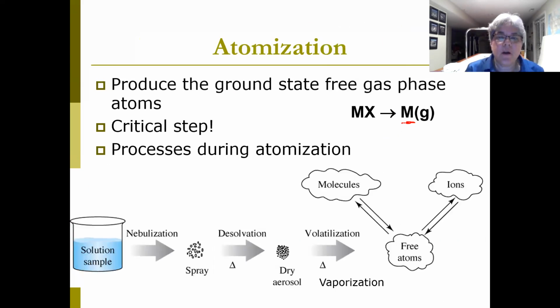Okay, so there are several processes that occur. So we've already seen the first one, nebulization. We're making these small particles. Okay, then we need to do something called desolvation. This means remove the solvent. And then I need to volatilize it or vaporize it. I need to get it into the gas phase and then finally form atoms.